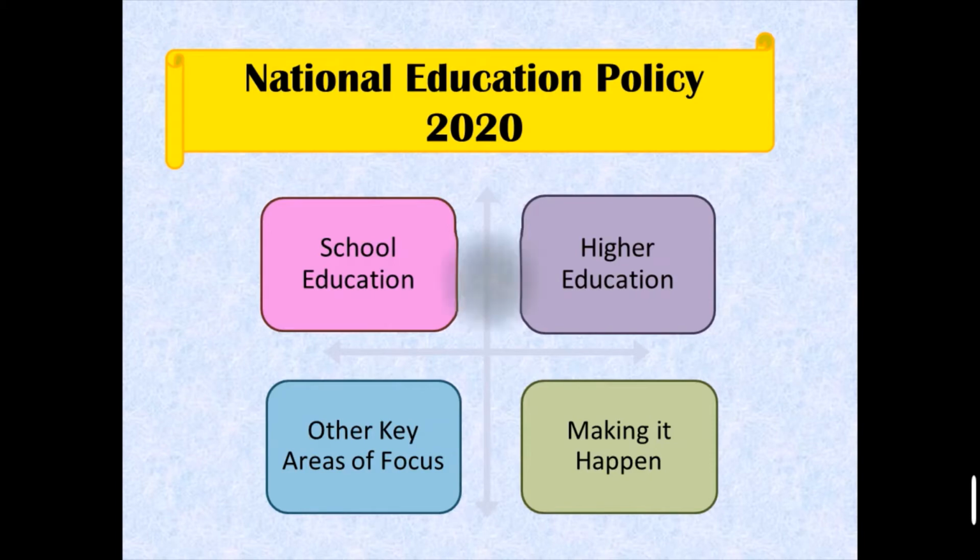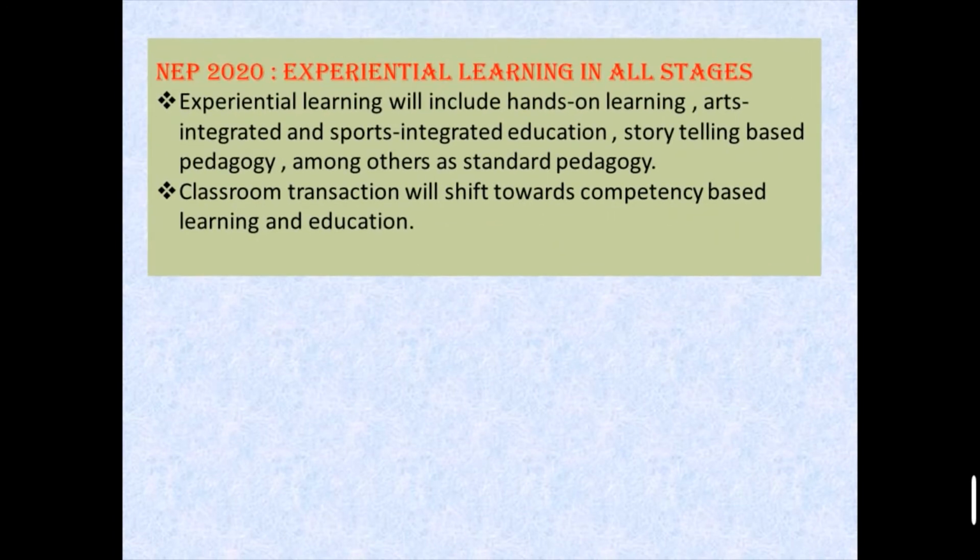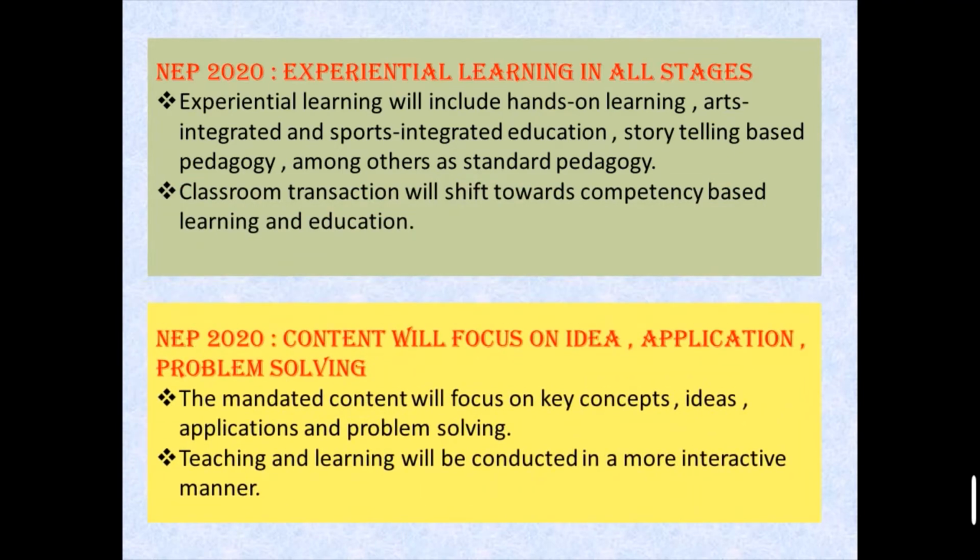In this presentation, I will be mainly focusing on how I adopted recommendations of this policy at middle level, which covers the age group from 11 to 14 years in school education. The first one is experiential learning. The policy envisages shift from rote learning to experiential learning, promoting understanding and development of concepts among learners.